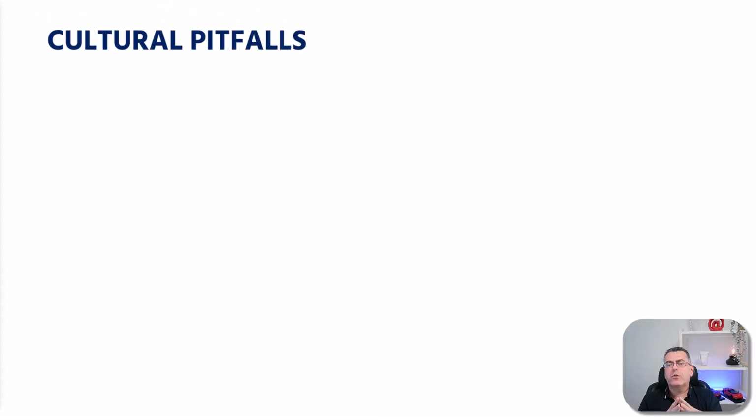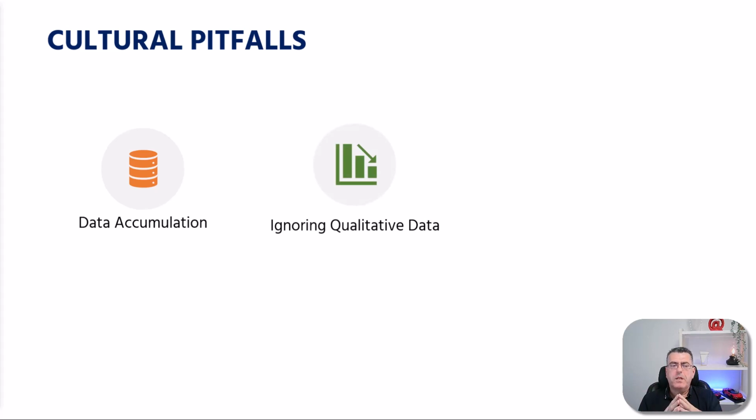Of course, when we talk about culture, we have some cultural pitfalls that we need to manage. One of the most common is data accumulation. We need to make sure that the data is accessible to whoever needs it, and not just to some resources. Another big problem is when we ignore qualitative data. We think only of quantitative data. Qualitative data is also important and useful when we talk about KPIs, and it has good value in terms of feedback.